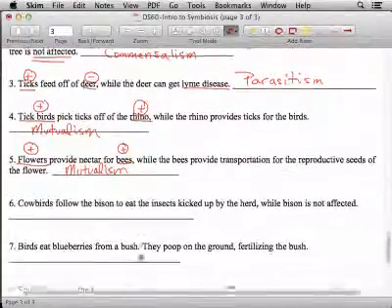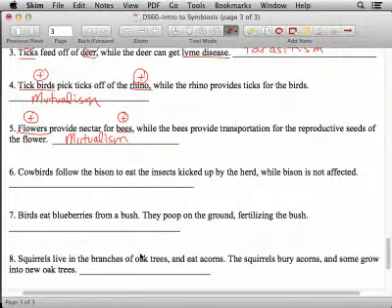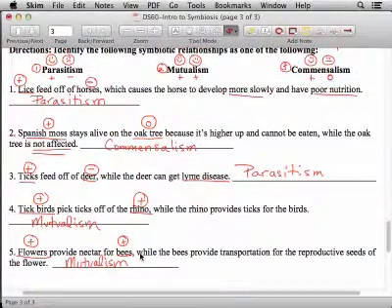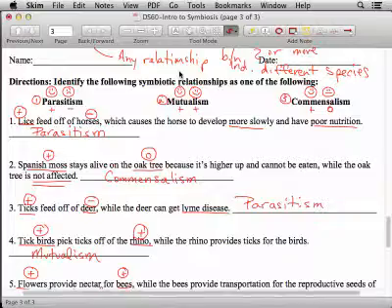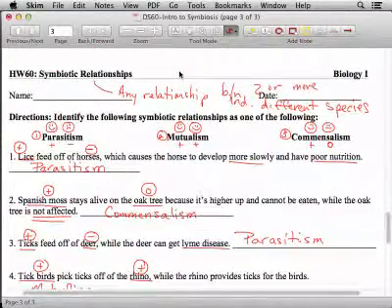So you want to go through for the last 3, identify the 2 organisms in each one of the questions and determine whether it's a plus, minus, or a 0, and then align your symbols with the symbols that we have across the top. And if you have any questions, feel free to stop by and see me. Good luck, and make sure that you practice this because you're going to see it on your test.